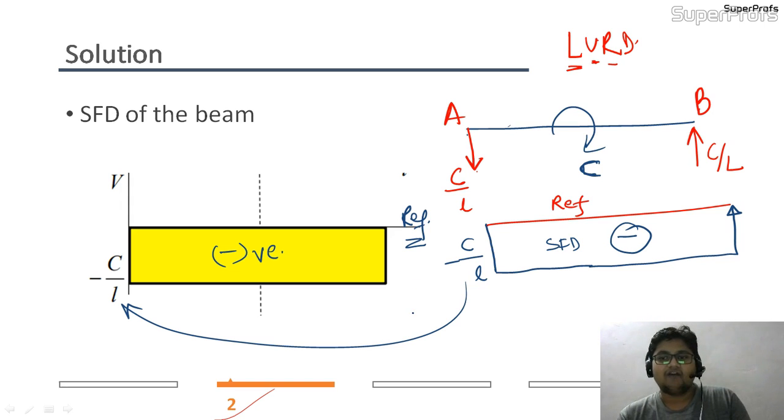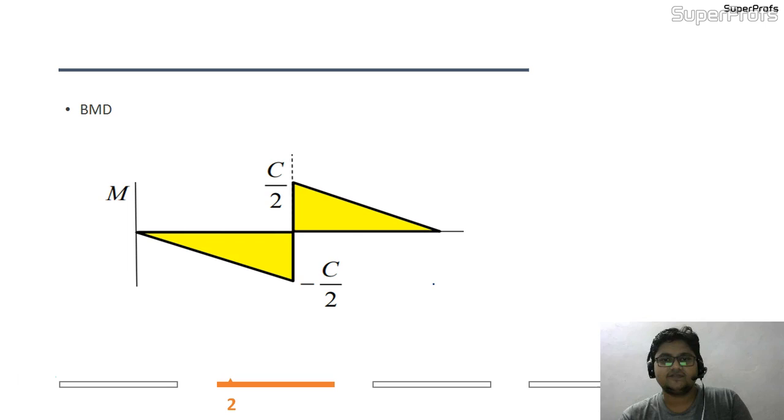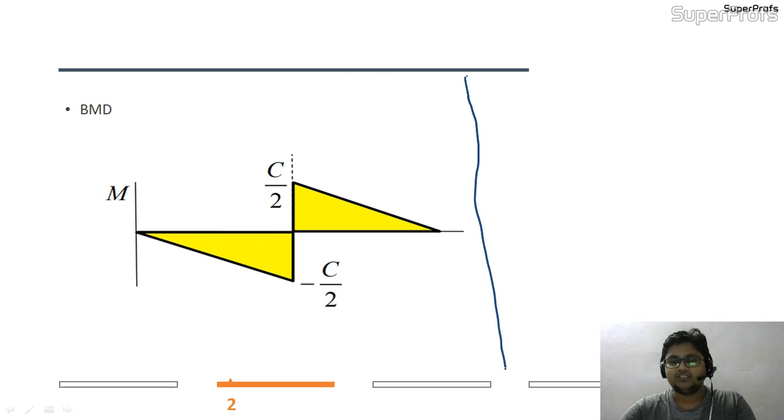Now, after drawing the shear force diagram, I will move into the bending moment diagram. I have shown it here already, but I will draw it again step by step so that you don't have any confusion. So here was my couple acting. Sorry, I have shown it in a wrong direction.